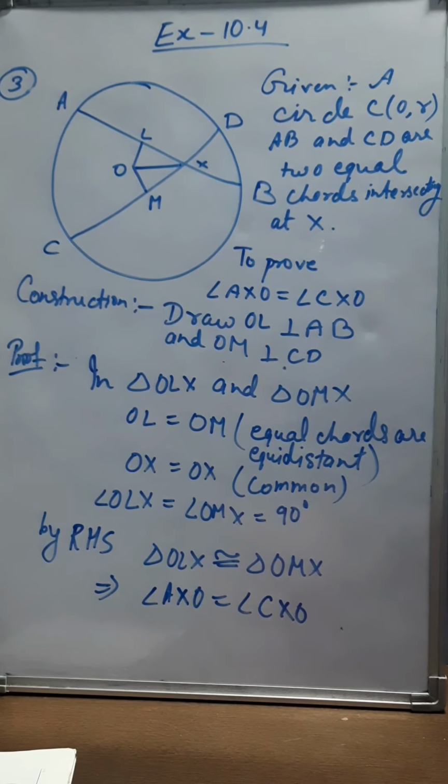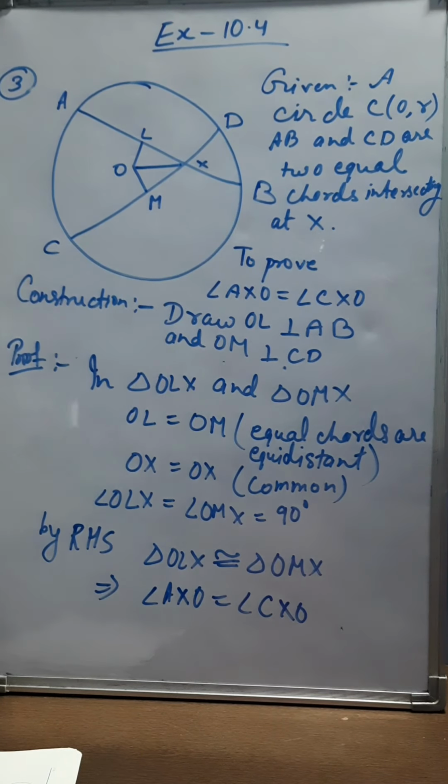Good morning students. In my last video I discussed two questions of exercise 10.4. Today we have to discuss four more questions which are given in the exercise, in which the first question, which is question number 3, says that if two equal chords of a circle intersect within the circle, prove that the line joining the point of intersection to the center makes equal angle with the chords.